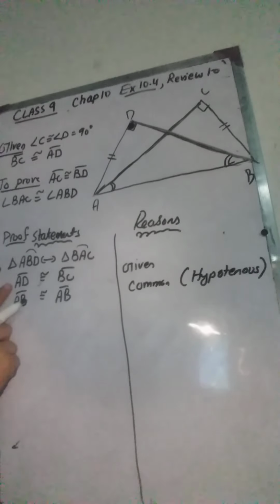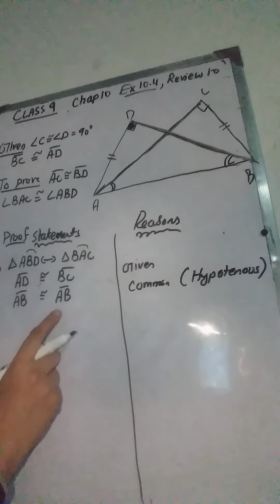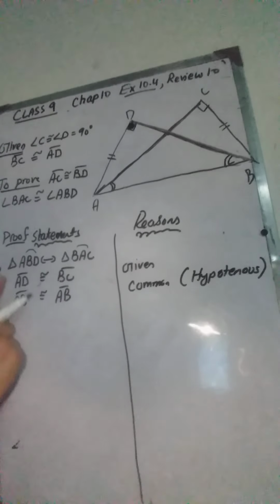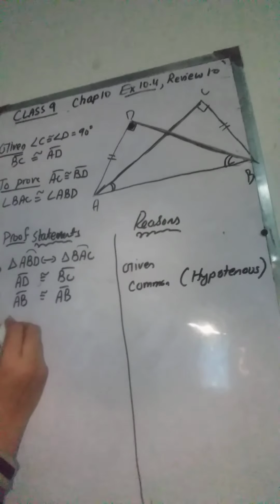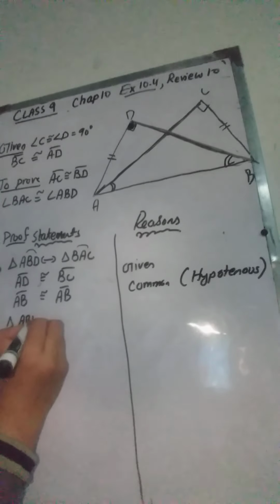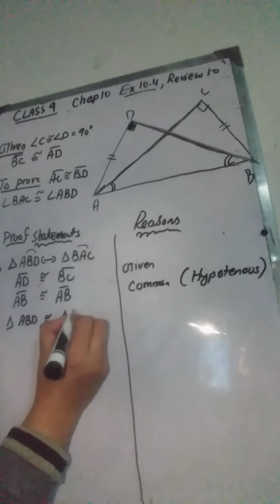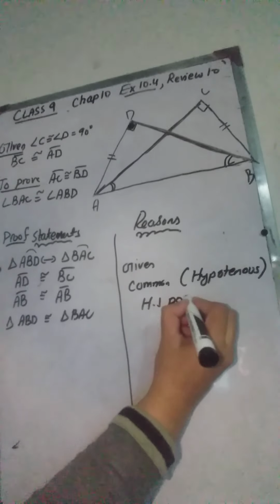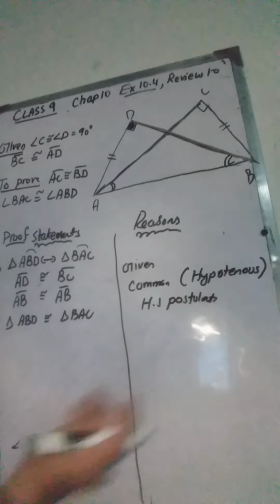Okay, AB is the hypotenuse, and one side of one triangle is congruent to the hypotenuse and the corresponding side of the other triangle. Therefore we can prove by the HS postulate that triangle ABD is congruent to triangle BAC. This is because of the HS postulate.